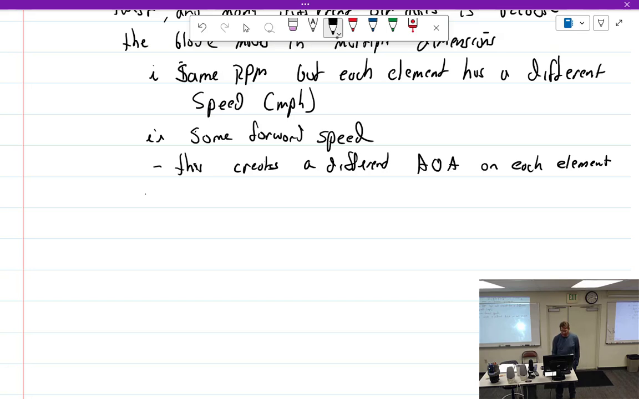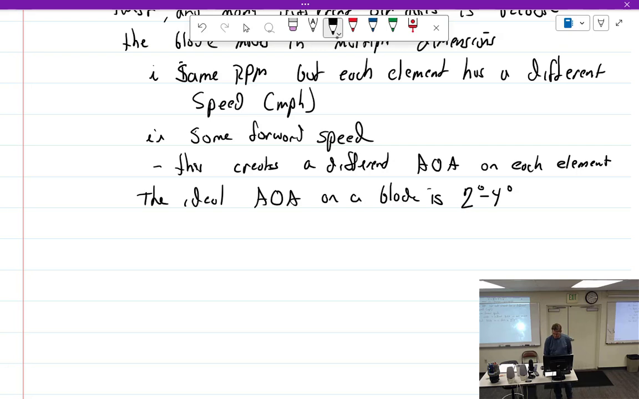So the ideal angle of attack on a blade is 2 to 4 degrees. 15 degrees is usually a stall. What's a stall? Engine just quits. Loss of lift. It's ineffective. We'll still move air.